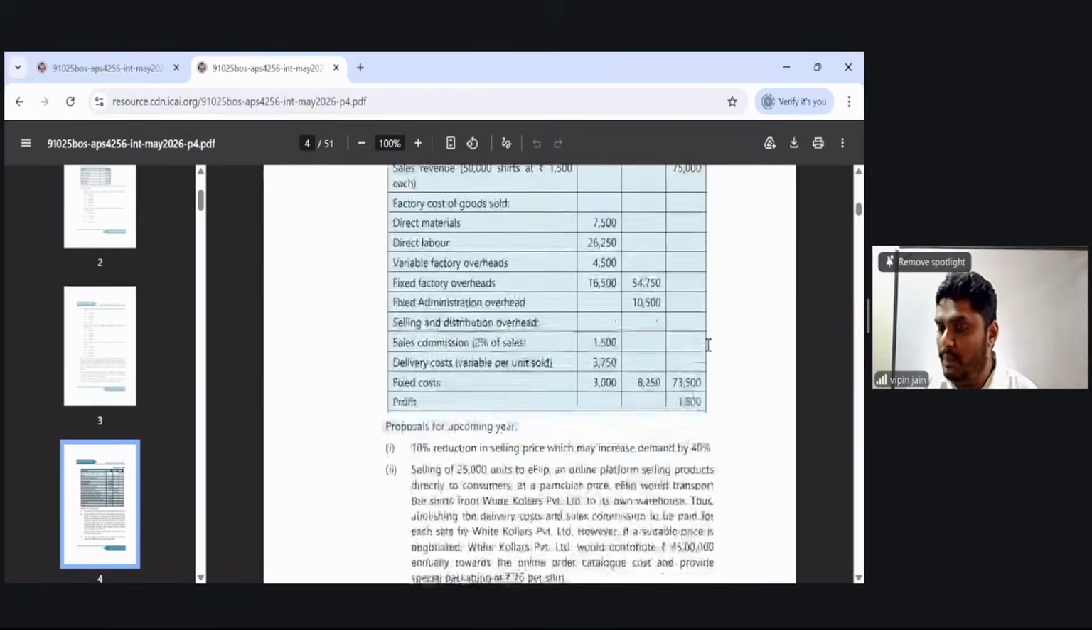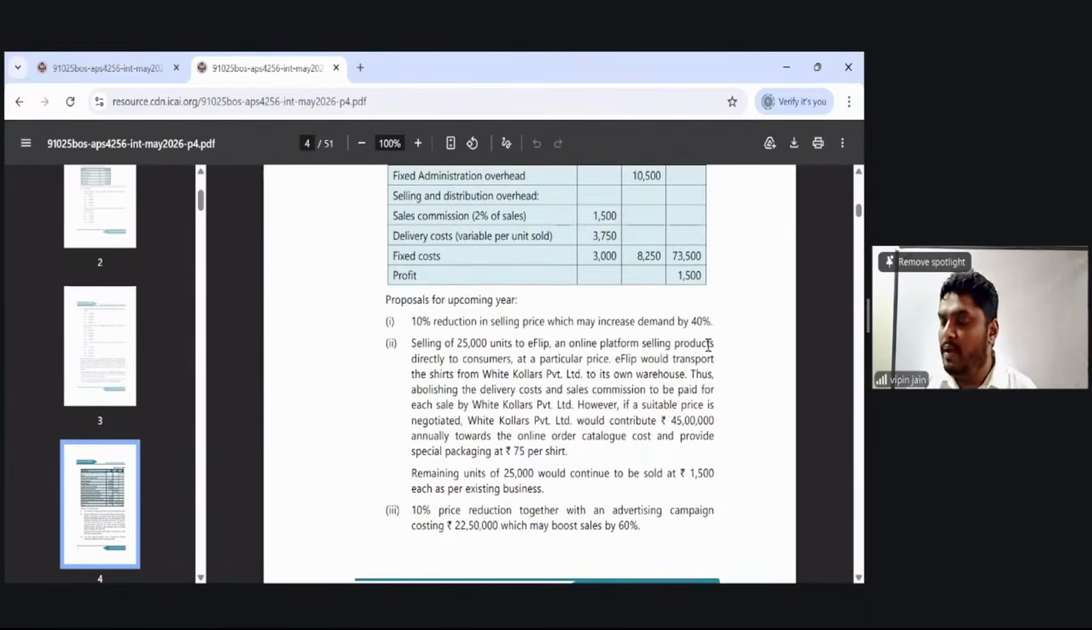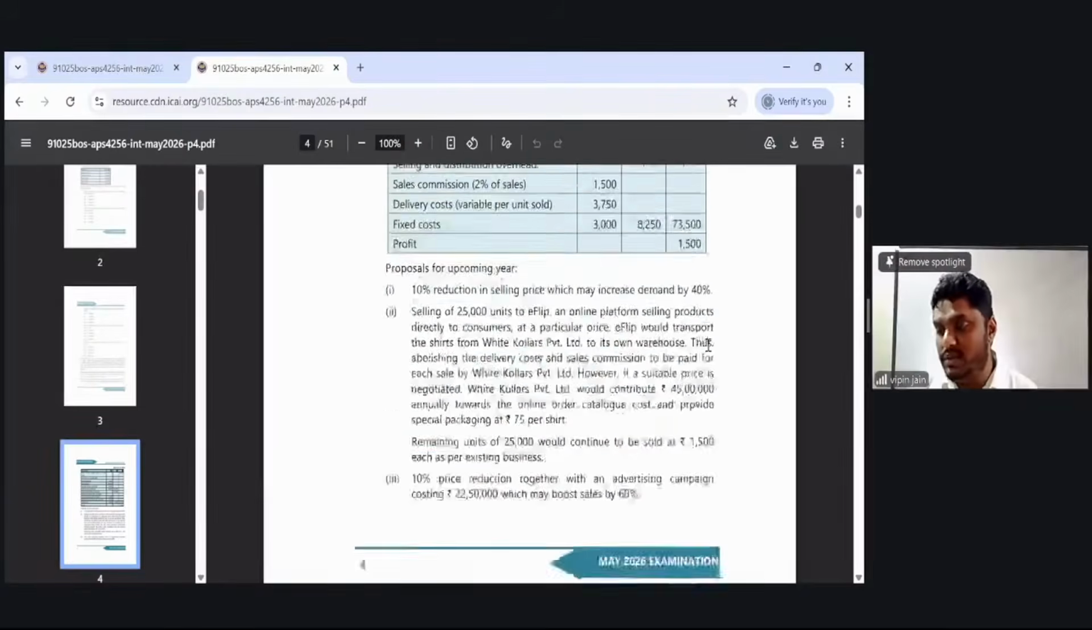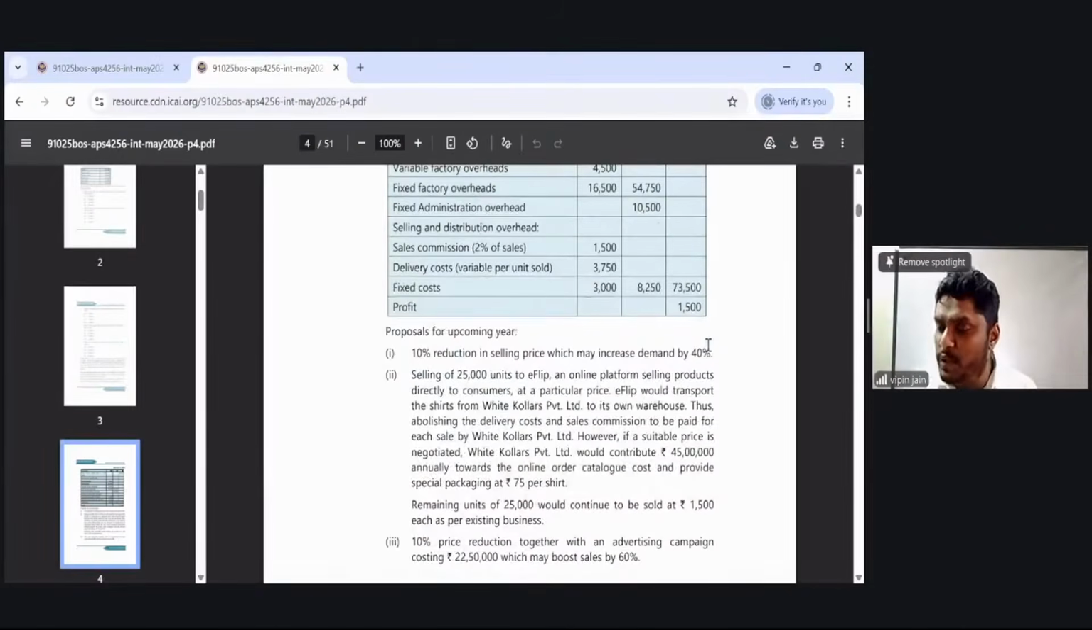So now the proposals are given wherein they have three proposals, proposal 1, proposal 2, and proposal 3. The first proposal says 10% reduction in selling price, which may increase demand by 40%. The first thing they are saying is that straight away reduce the price by 10%, the demand will shoot up by 40%.